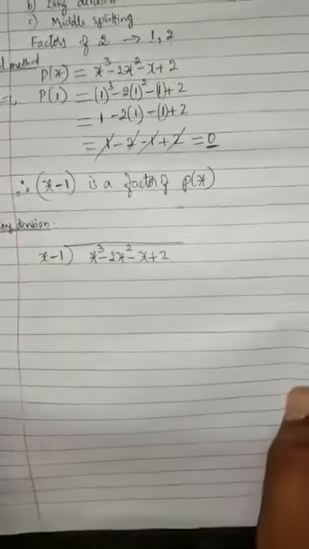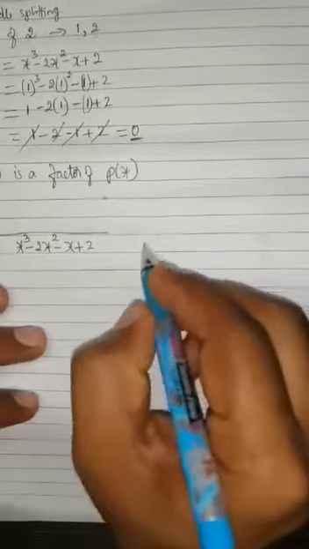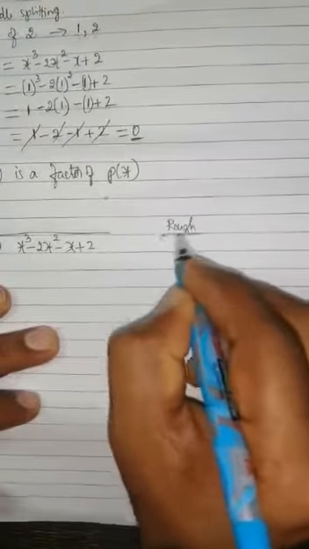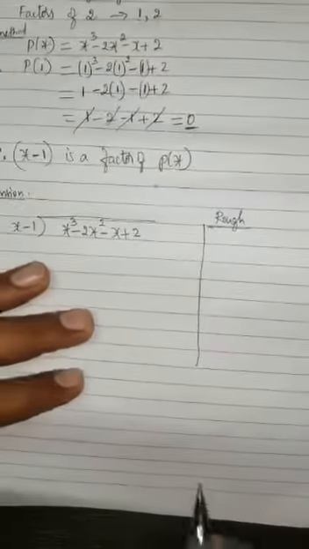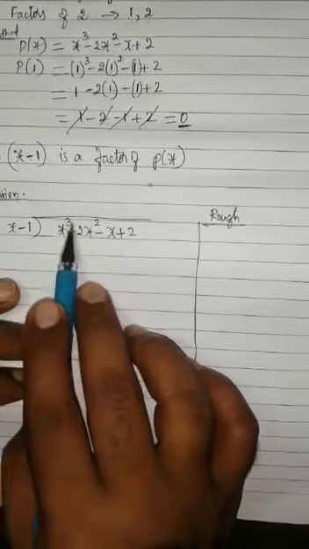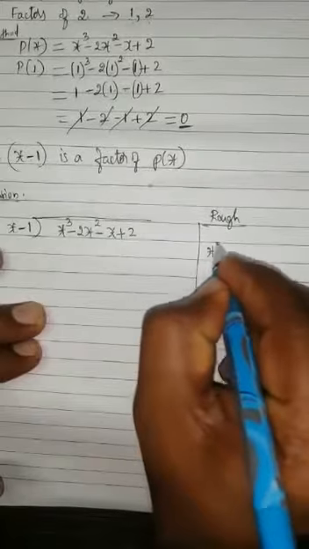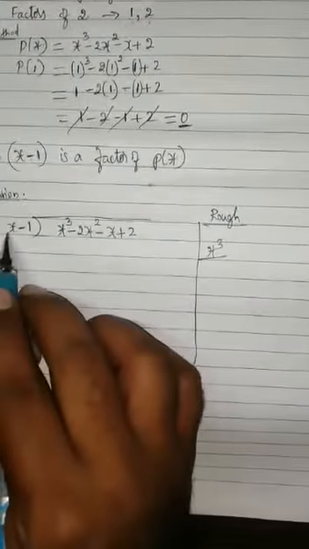How to do the long division? If you do not know, please watch carefully. Let me take this as a rough part. Now what is the first term here in the polynomial? That is x cube. Let me write over here x cube divided by the first term here.